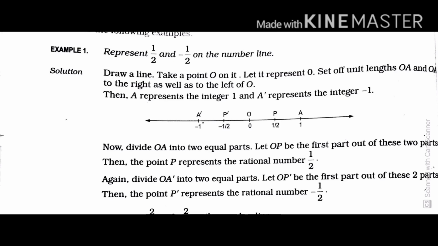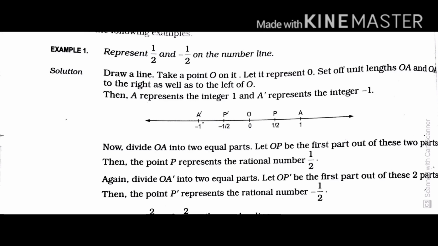First of all, draw a line, then take a point 0 on it, let it be O, and then set off unit lengths OA and OA dash to the right as well as to the left of this 0. Then A represents the integer 1 and A dash represents the integer minus 1.